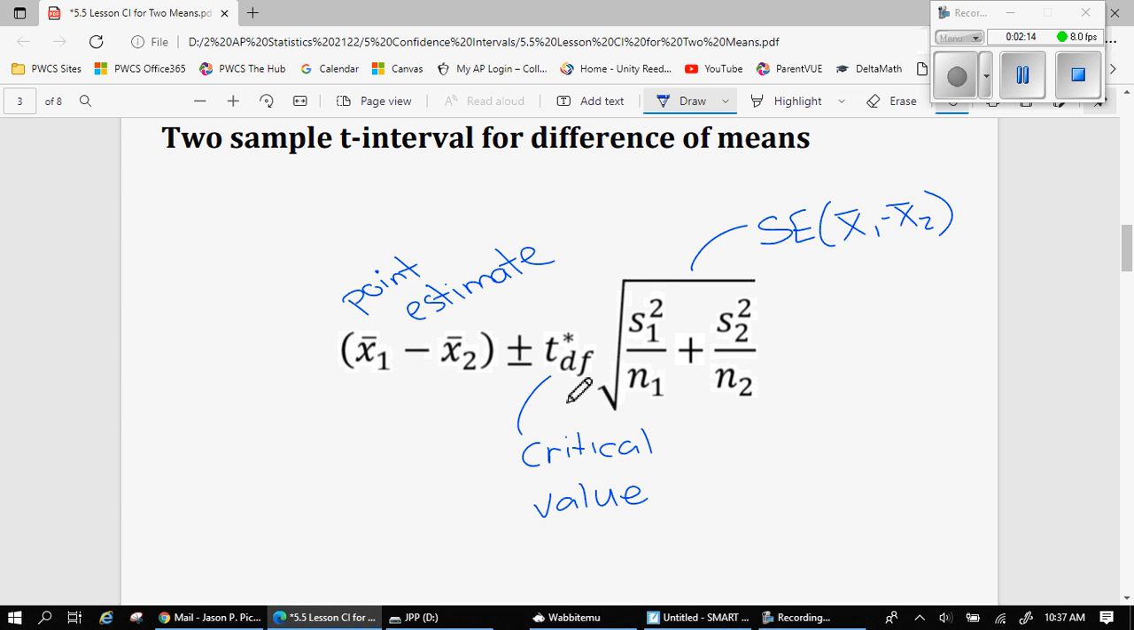Calculating t star, calculating the degrees of freedom for t star when we have two sample means is complicated. The formula for that is in the book. I can show it to you if you'd want me to. We can talk about it, but it's not something we're going to want to do by hand. Typically, the degrees of freedom are the sample size minus 1. That's not the case here.